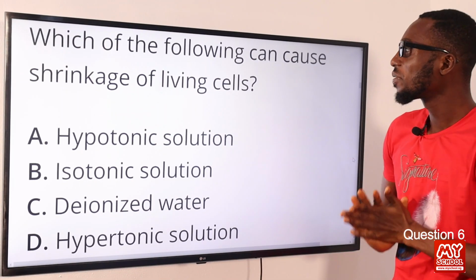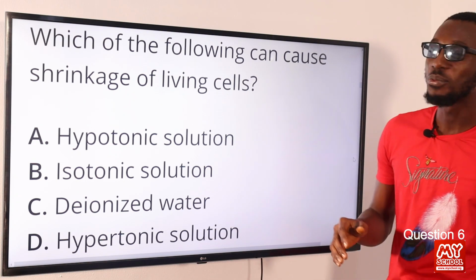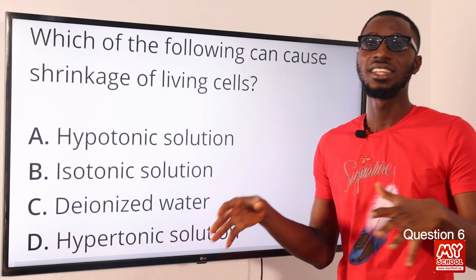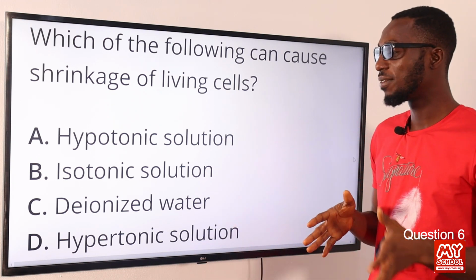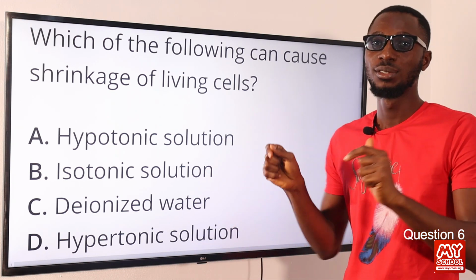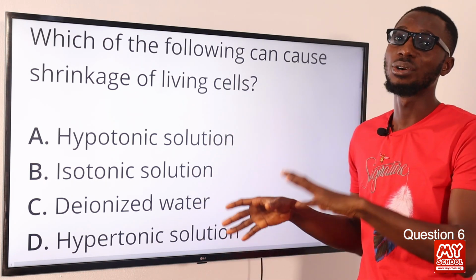6. Which of the following can cause shrinkage of living cell? This happens when water moves out of the cell into the surrounding fluid. And that's because the surrounding fluid is hypertonic to the contents of the cell. So water will move from inside the cell to the surrounding fluid.